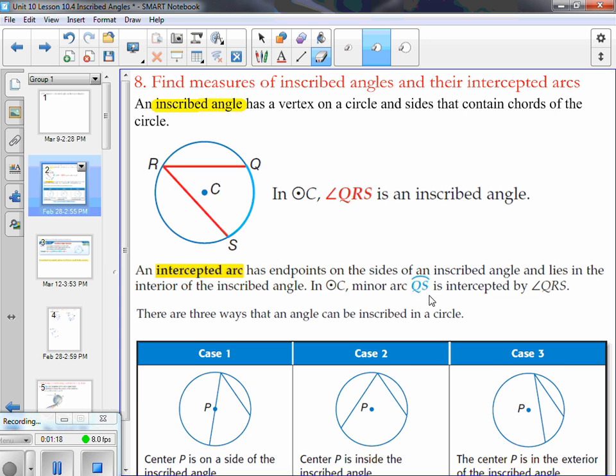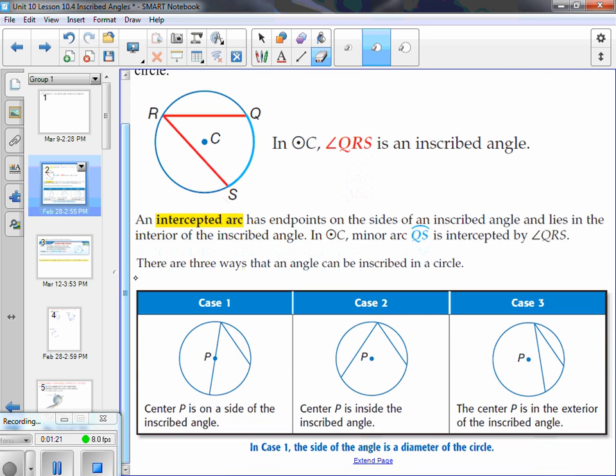point on the circle. An intercepted arc has endpoints on the sides of an inscribed angle and lies in the interior of the inscribed angle. So, arc QS is the arc intercepted by that inscribed angle. And then it goes both ways. If you have an inscribed angle, it intercepts an arc. If you have an intercepted arc, it may not be drawn, but you can draw in an inscribed angle. And then it says there are three ways that an angle can be inscribed in a circle.